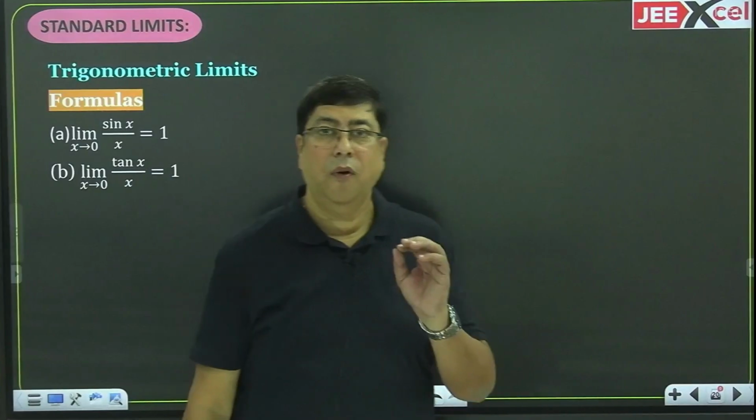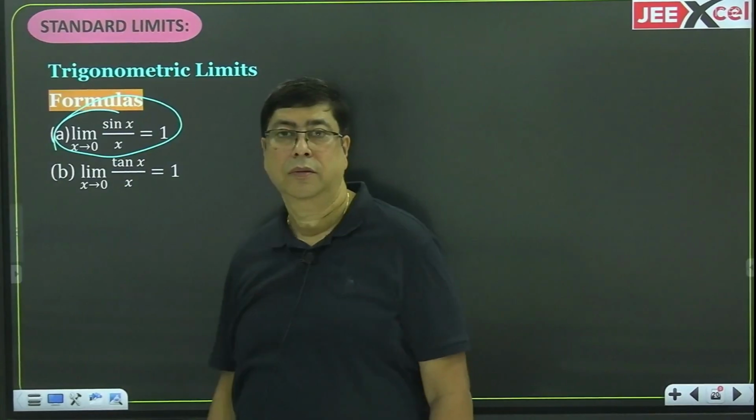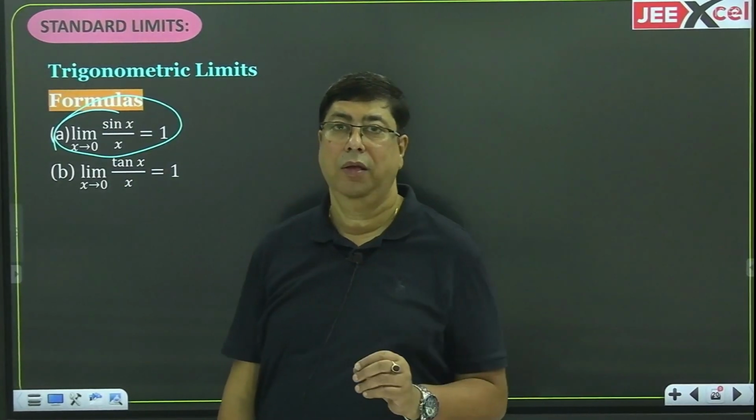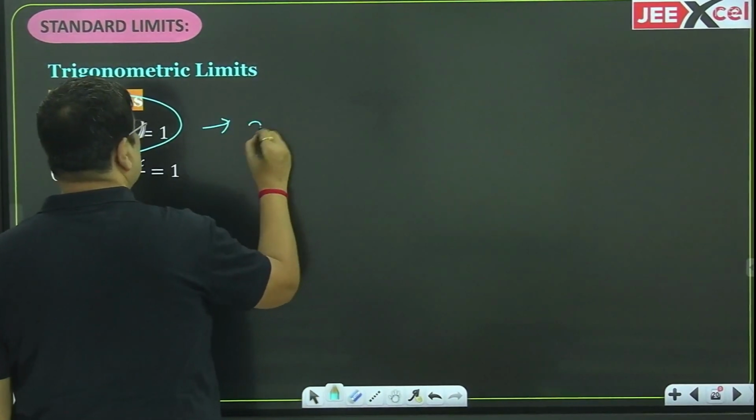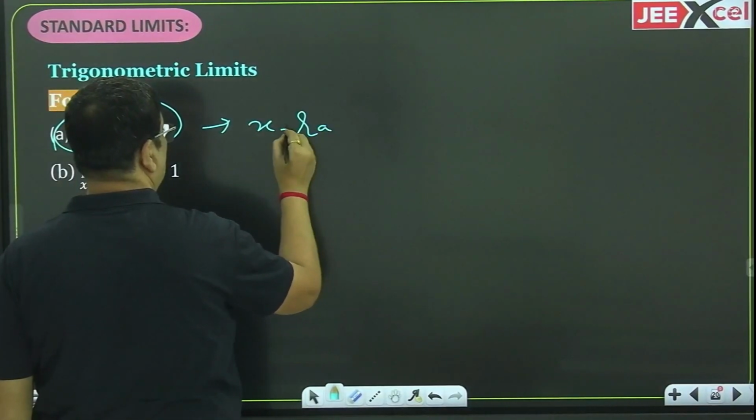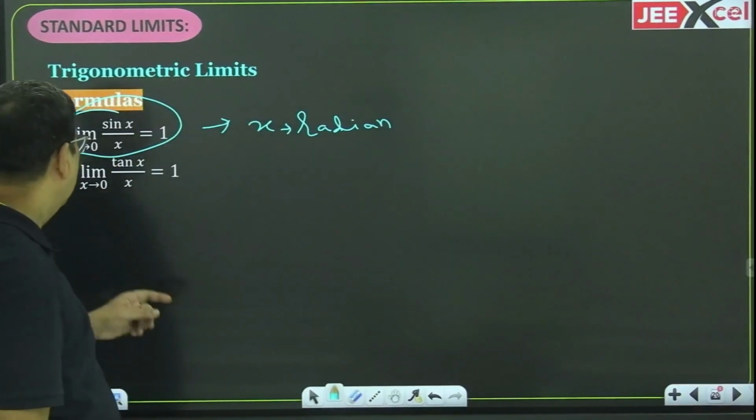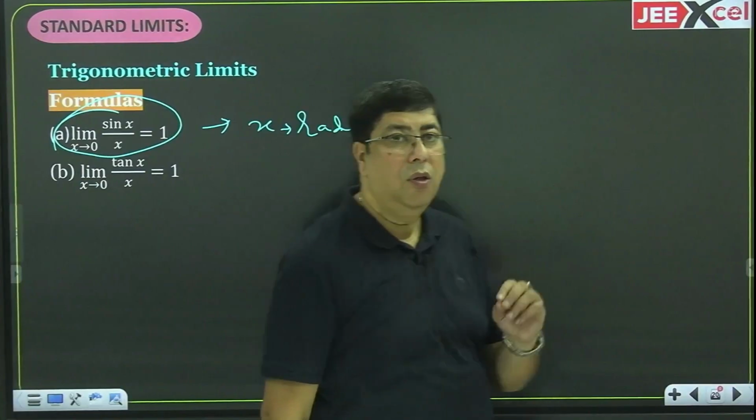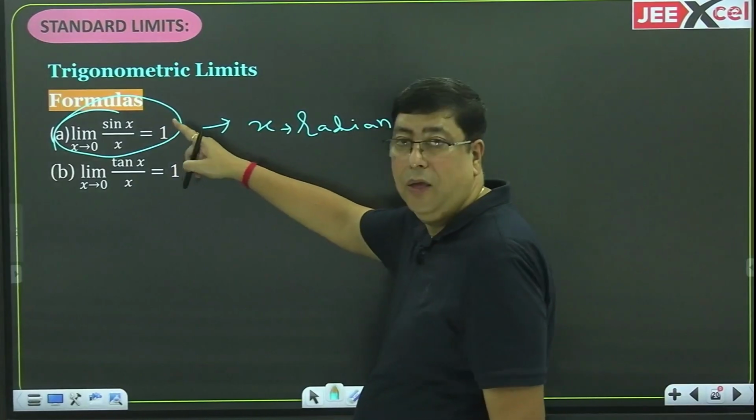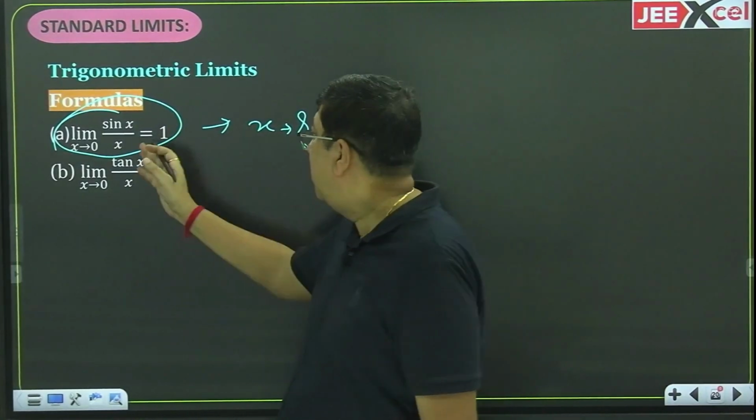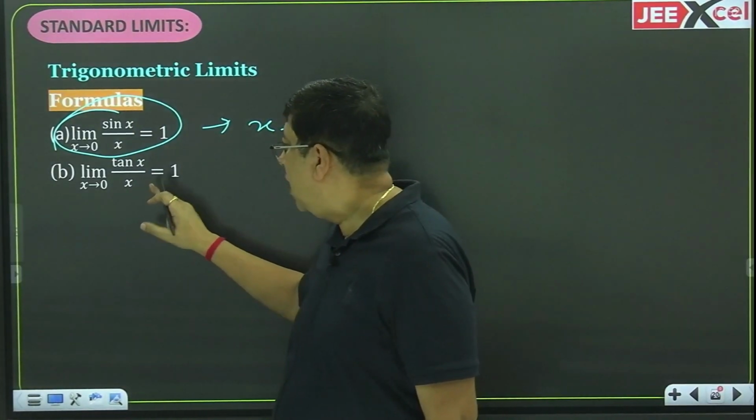Next and most important formula of trigonometry is this formula: limit x tends to 0, sin x by x equal to 1. This is the most important formula. Remember, x is in radian, not in degree. X must be in radian. So we can write here limit x tends to 0, tan x by x is also 1. Why do we write this? One recognized formula is limit x tends to 0, sin x by x equal to 1. We can use it also as a formula.